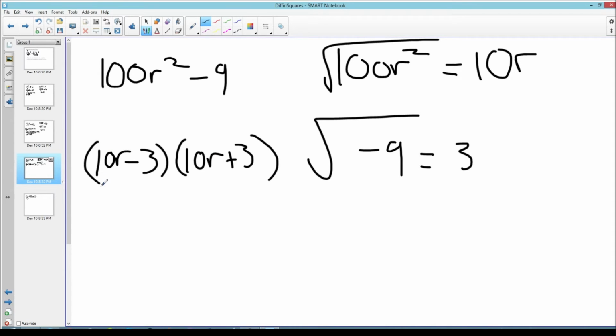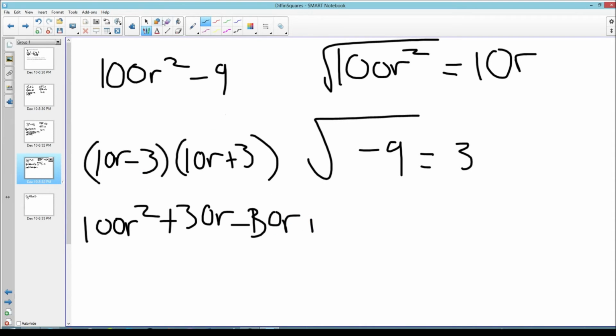If we expand, 10r times 10r gives us 100r squared, then 10r times positive 3 gives us 30r, then negative 3 times 10r gives us negative 30r, and then negative 3 times positive 3 gives us negative 9. Here these two will cancel out again, so we are left with 100r squared minus 9.